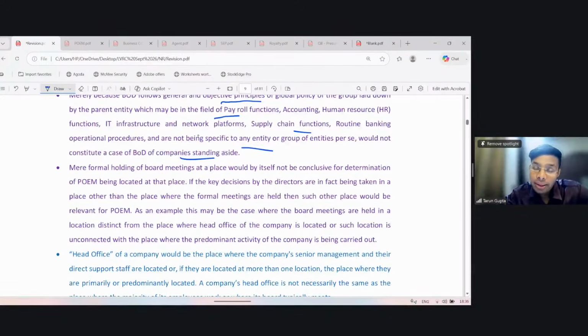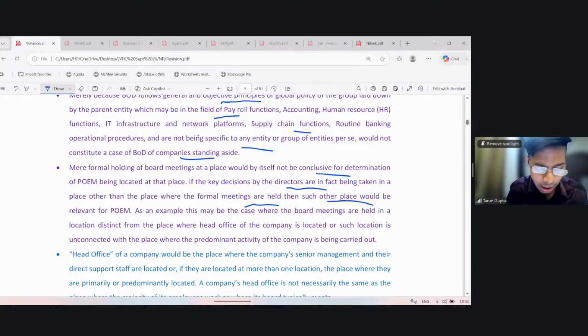But at the same time, the mere formal holding of a board meeting at a place would by itself not be conclusive for determination of the POEM being located at that place, if the key decisions by the directors are in fact being taken at a place other than the place where the formal meetings are held. So though formal meetings are held somewhere, if at such meetings key decisions are not taken but are taken at some other place, then such other place would be relevant for the POEM.